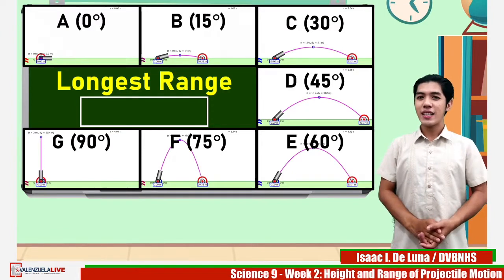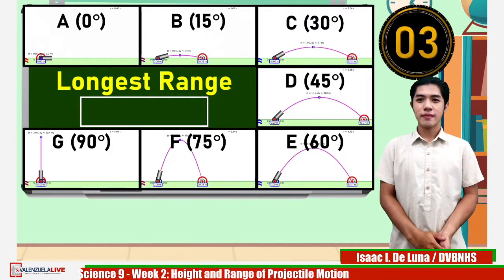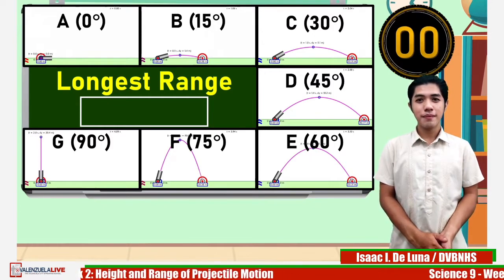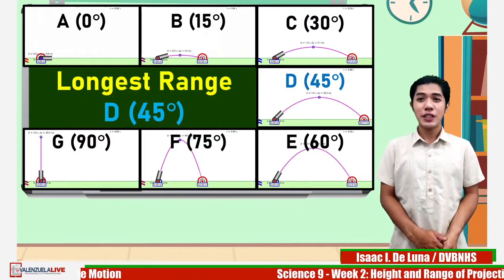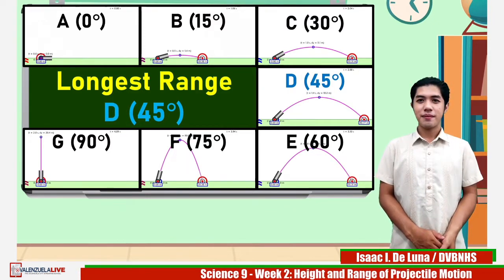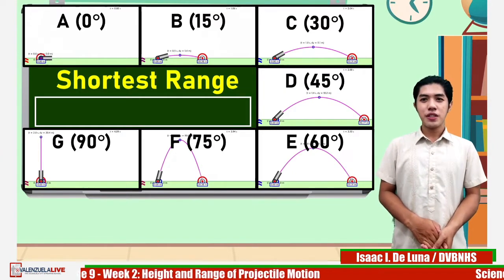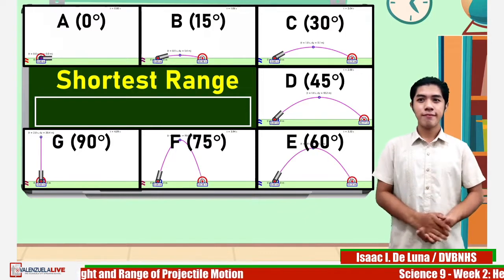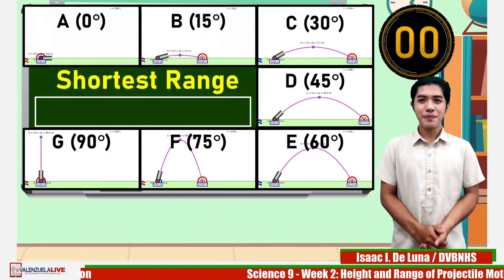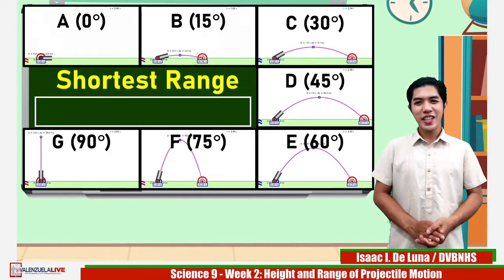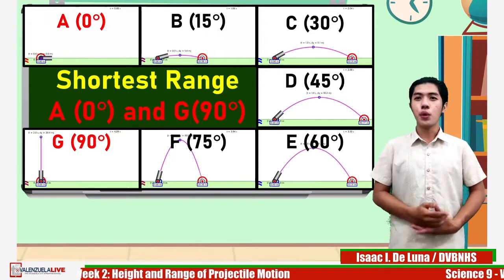Which trial leads to the longest range? Type your answers now. You're correct. Trial D, with a launch angle of 45 degrees, led to the longest range. Which trial led to the shortest range? Type your answers now. Time's up. You're correct again. Trials A and G with the launch angles of 0 degrees and 90 degrees respectively led to the shortest range.